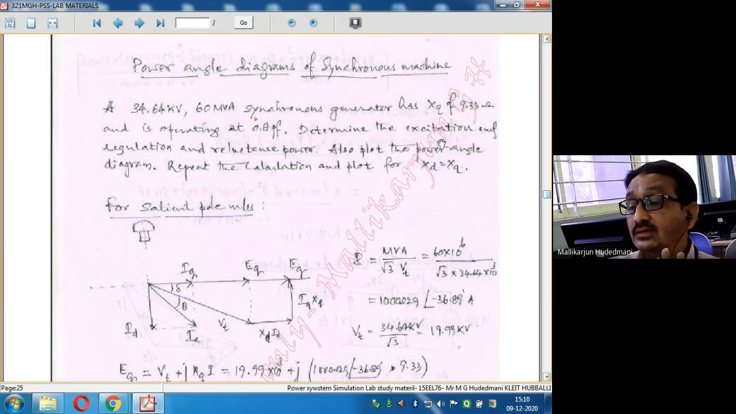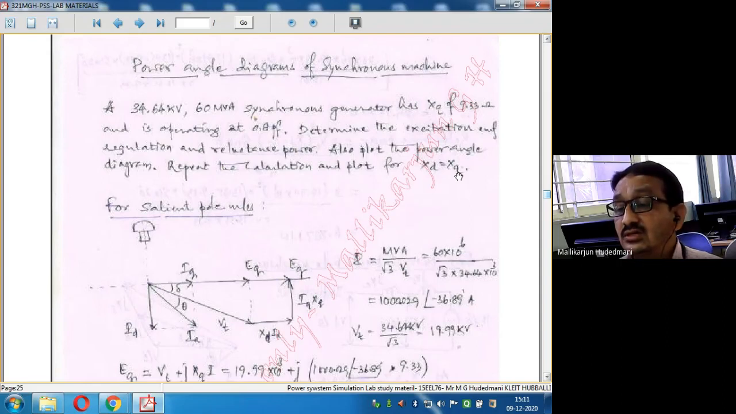Determine the excitation EMF, regulation and reluctance power associated with the problem. Also, plot the power angle diagram. Repeat the calculation and plot for XD equal to XQ. The meaning of this problem is, it is a general statement.